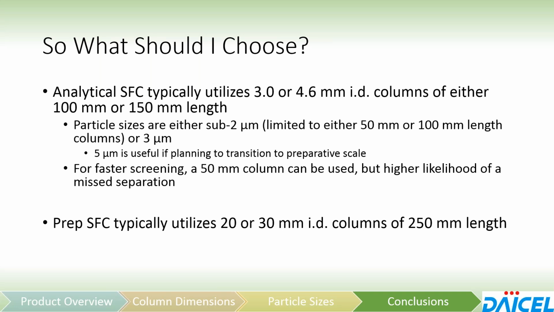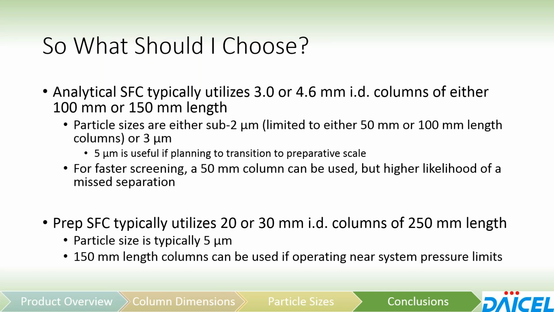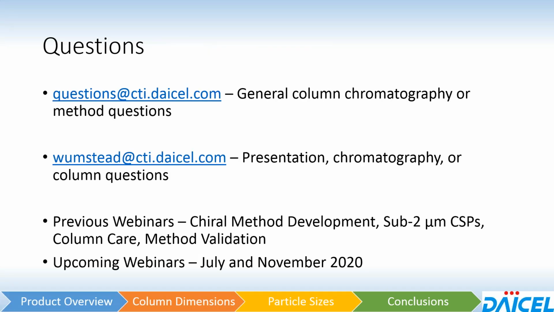For prep SFC, same length, I should say, 250 millimeter, and same column IDs, 2 or 3 centimeter. Particle size, though, is typically only 5 micron. 20 micron does not get used very often for SFC separations. Generally, it doesn't need to be, because you have a lower viscosity of your mobile phase. Even though you would expect higher pressure on 5 micron, generally it's mitigated by the fact that the viscosity of your mobile phase is much less. And again, you can use a 150 millimeter length column if you're operating close to system pressure, but it's not necessary and could potentially require some optimization.